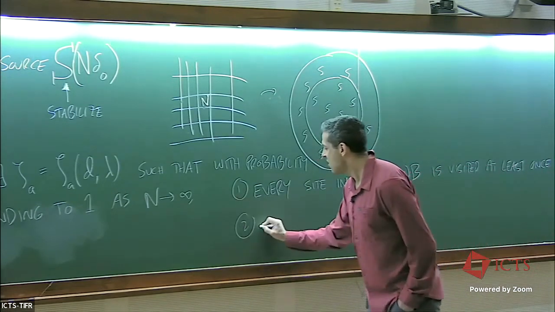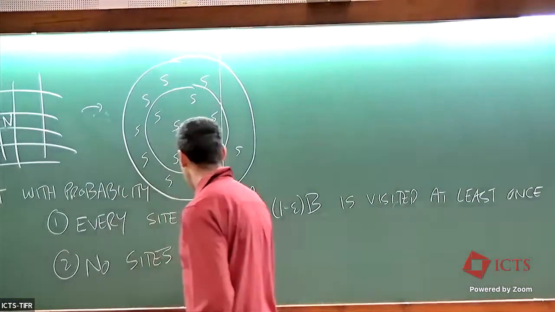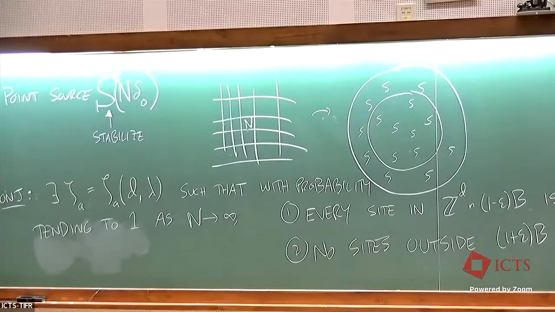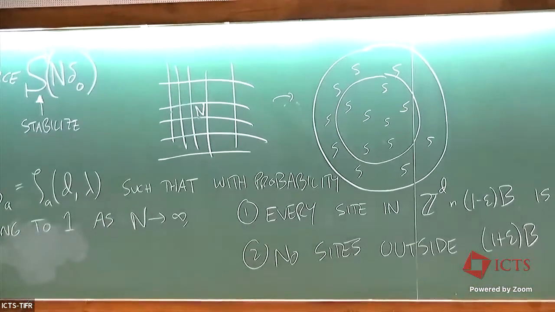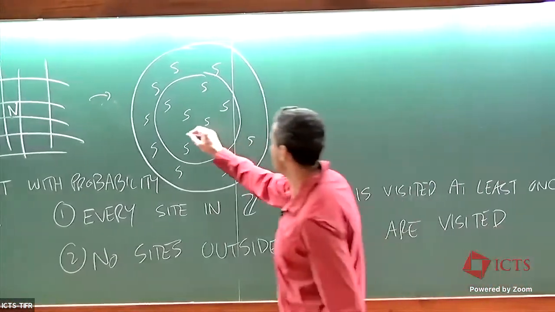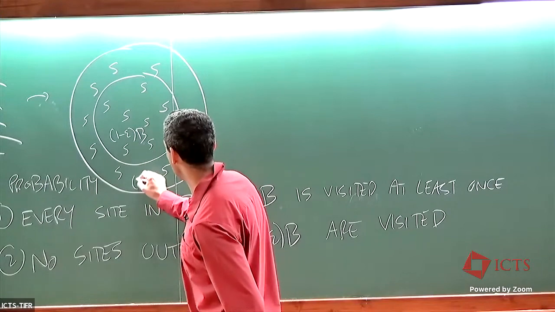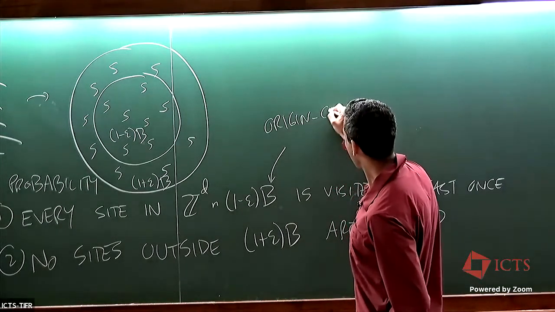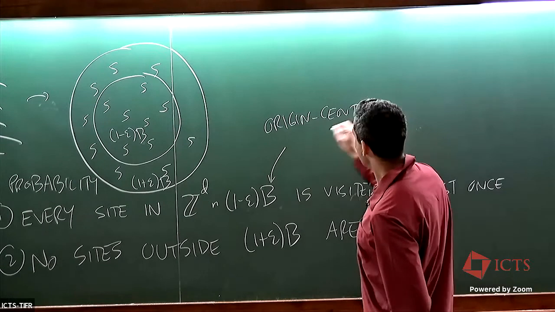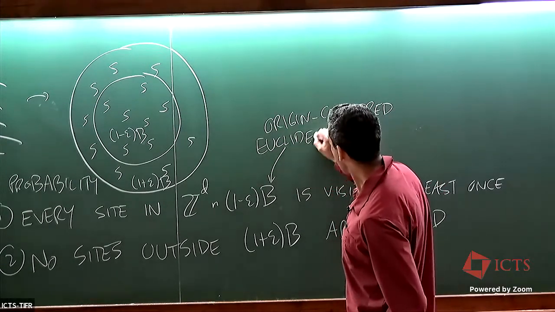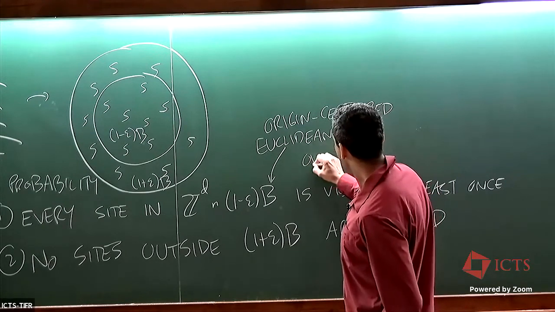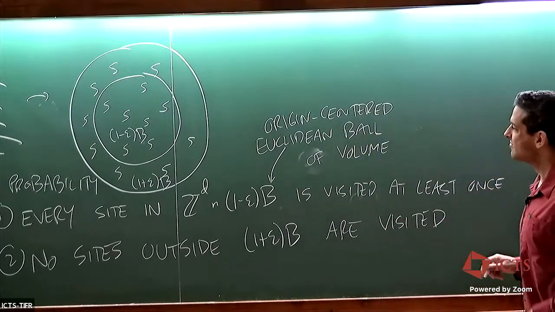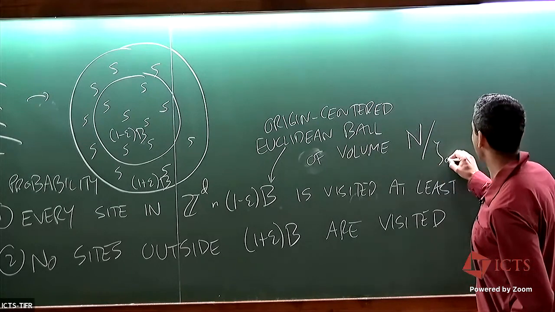And no sites outside 1 plus epsilon B are visited. And what is this B? In this picture, this is 1 minus epsilon B, and this bigger ball is 1 plus epsilon B. So B is the origin-centered Euclidean ball of volume N divided by this number zeta A.